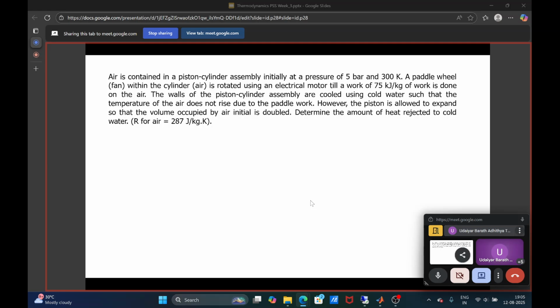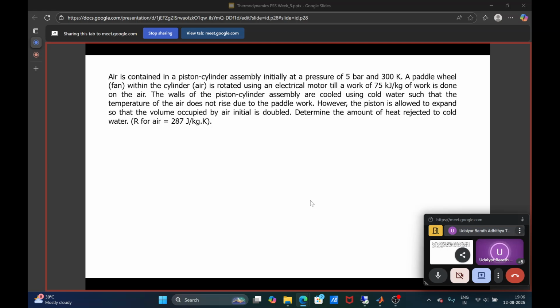So next question. Air is contained in a piston cylinder assembly initially at a pressure of 5 bar and 300 Kelvin. A paddle wheel fan within the cylinder is rotated using an electrical motor till a work of 75 kilojoules per kg is done on the air. The walls of the piston cylinder assembly are cooled using cold water such that the temperature of the air does not rise due to the paddle work. However, the piston is allowed to expand so that the volume occupied by the initial air is doubled. Determine the amount of heat rejected to cold water.